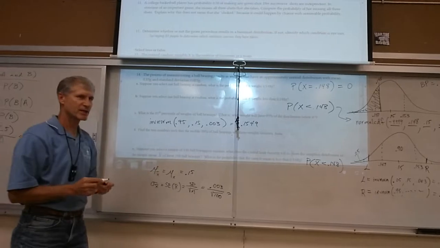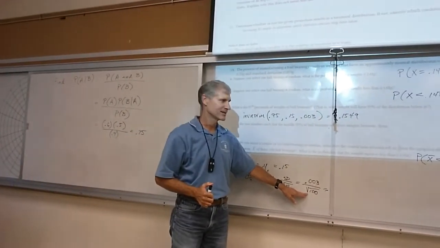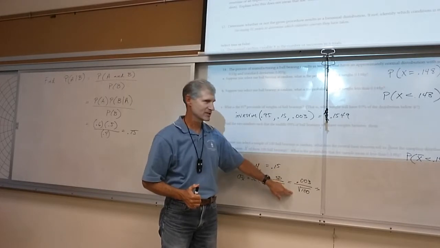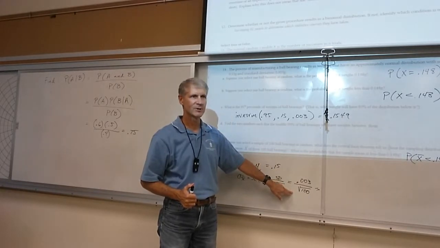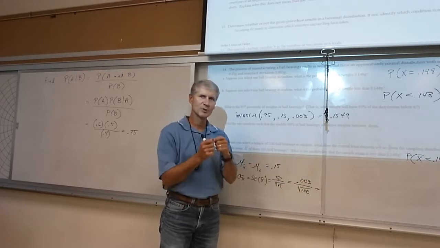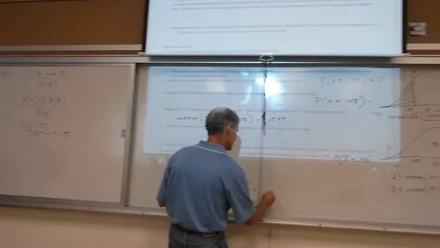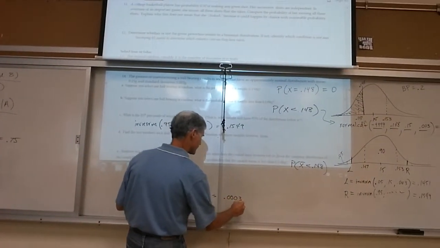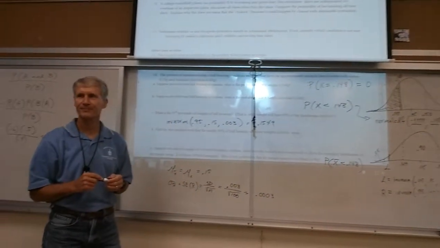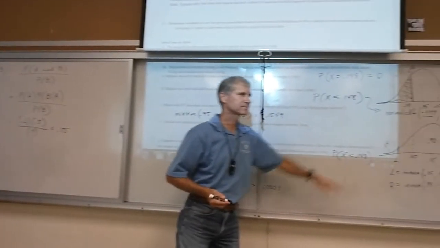Now I use numbers I could do in my head. Square root of 100 is 10. Divide this by 10 and you get, what does it do when you divide a decimal by 10? It moves the decimal one more place, right? So this is 0.0003, one more zero in there. So now I'm ready to do this probability.